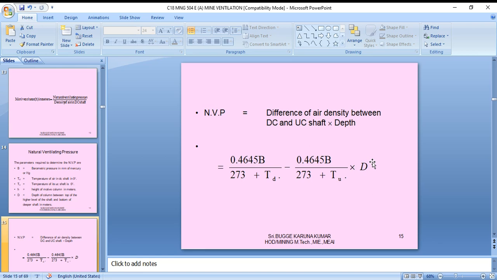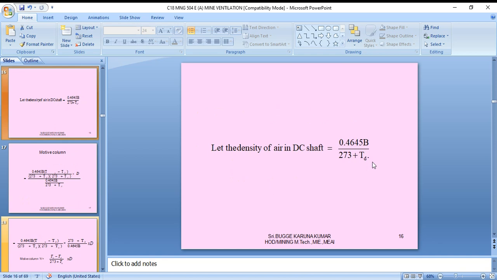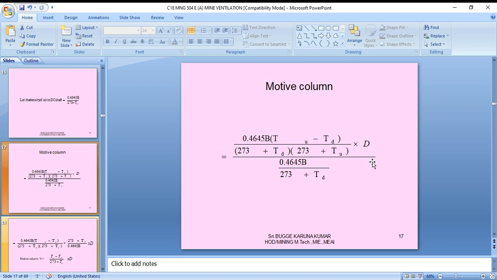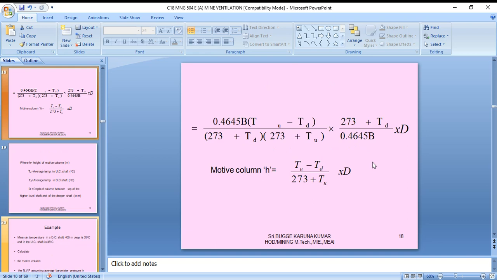Then let the density of the air in the downcast shaft equal 0.465 B divided by 273 plus TD. So the motive column can be rewritten with 0.465 B as a common factor: TU minus TD divided by 273 plus TD and by 273 plus TU, multiplied by D, multiplied again by the downcast temperature. So that is the consolidated form, we get H equal to TU minus TD, the difference of temperature in centigrade, divided by TU, multiplied by D.